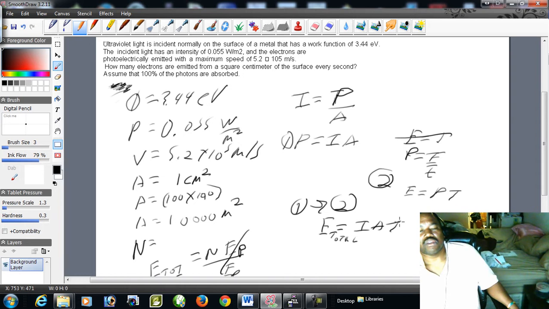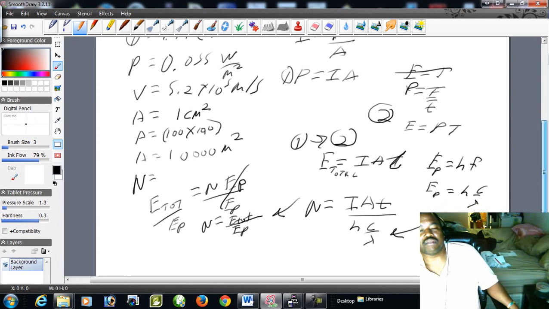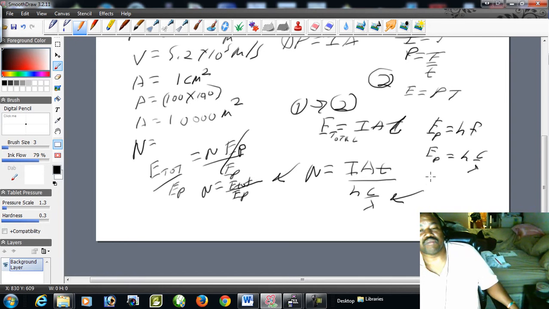So now this is a baby t, that's not temperature. That also tells you that the energy of 1 photon is equal to hf, so energy of 1 photon is equal to hc over lambda. Looking at this equation, N is equal to IAt over hc over lambda.